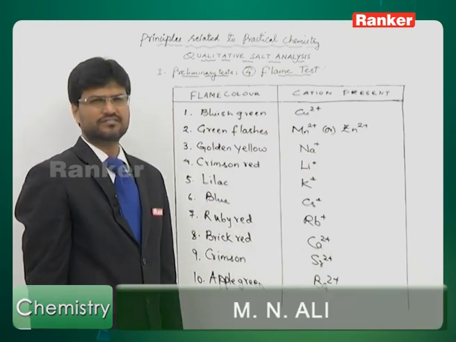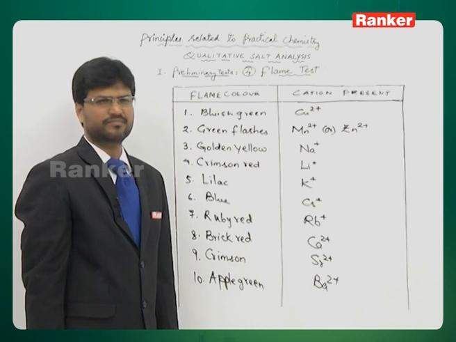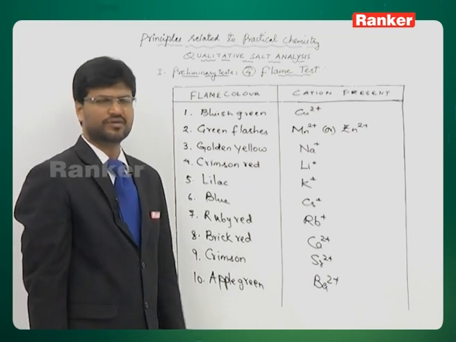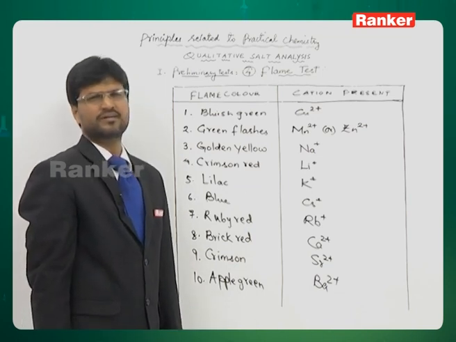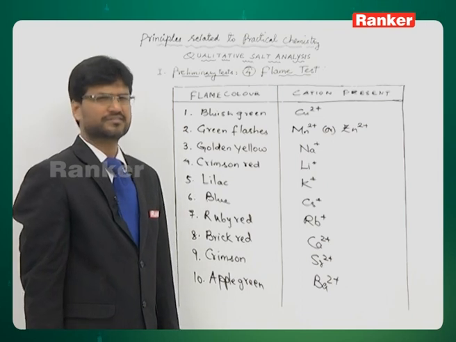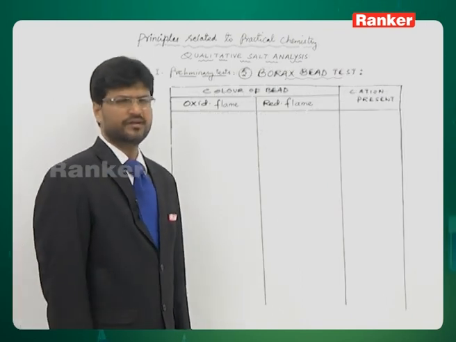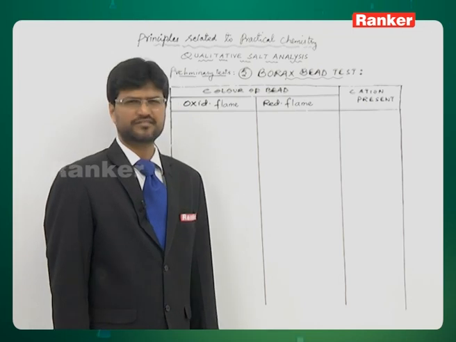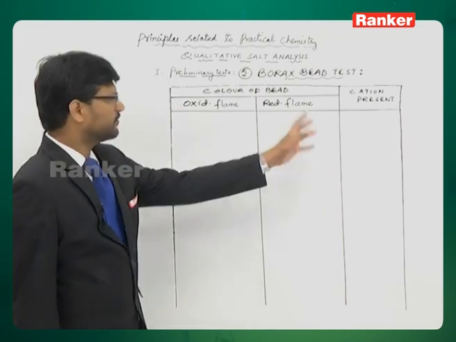So if your salt is giving apple green color to the Bunsen flame, it must be some barium salt. Then we need to do a confirmation test for barium and confirm its presence. The next preliminary test we are going to discuss is borax bead test. I'll explain to you about borax bead test.